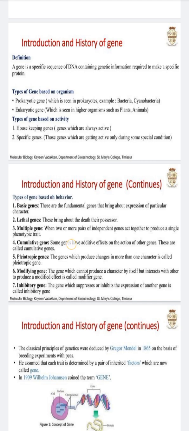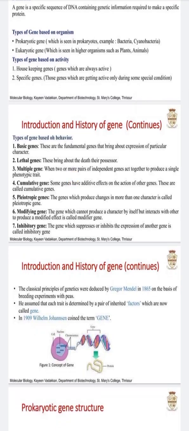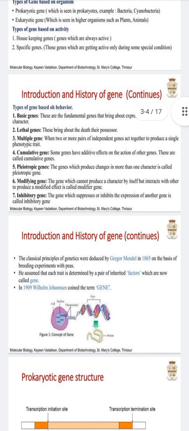Coming to the other types of genes, based on behavior, we can talk about basic genes, the fundamental genes, and lethal genes, which are only for the death process. Coming to multiple genes, when two or more pairs of independent genes act together to produce a single phenotypic trait. So multiple genes, more than one or two, work together to produce a single trait. Cumulative genes: some genes have additive effects on the action of other genes. And pleiotropic genes, which bring about changes in more than one character.